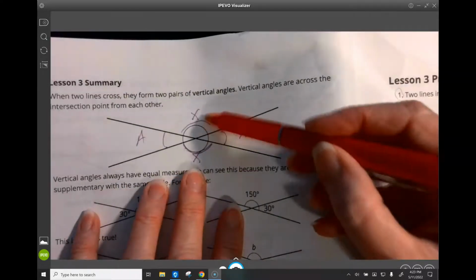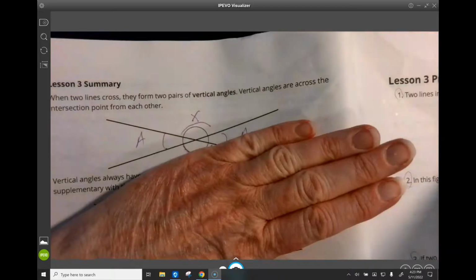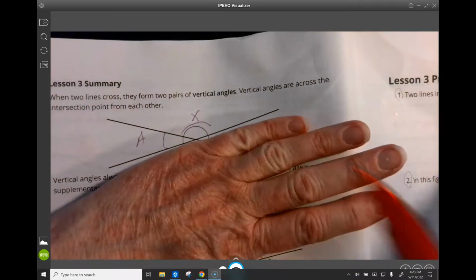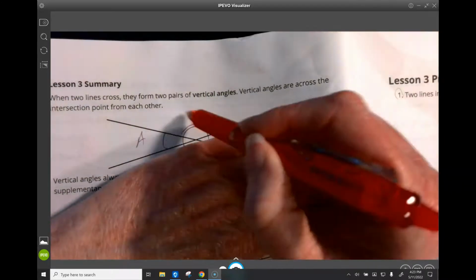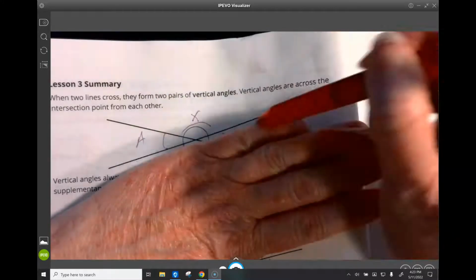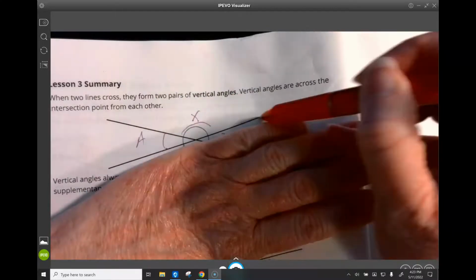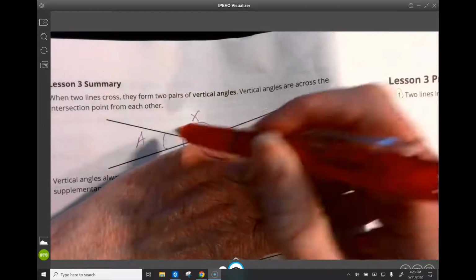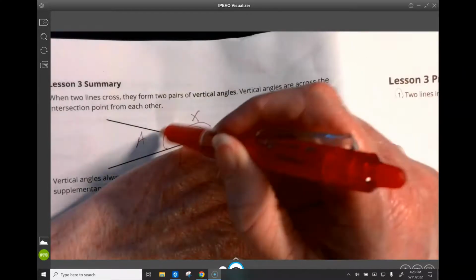Okay, so we already talked about these are vertical angles and these are vertical angles, but here's the other cool thing. Look at this right here. See angle A and angle X, those two angles? Notice they're on a line, and if they're on a line, that means they're on a straight angle. A straight angle has to equal 180 degrees, so these two angles are supplementary. And that's what this shows you here.